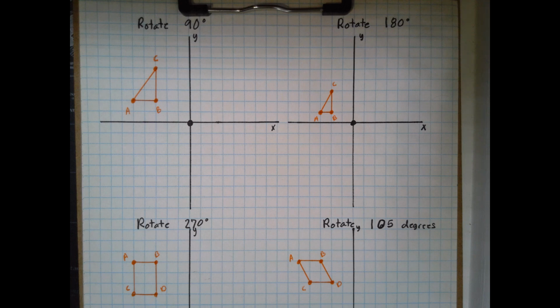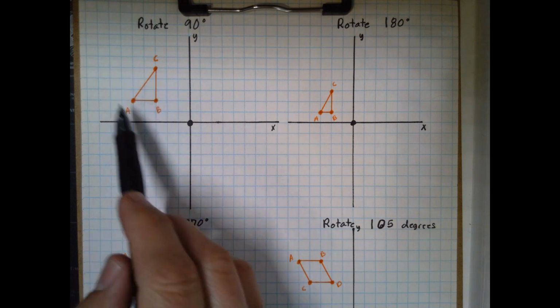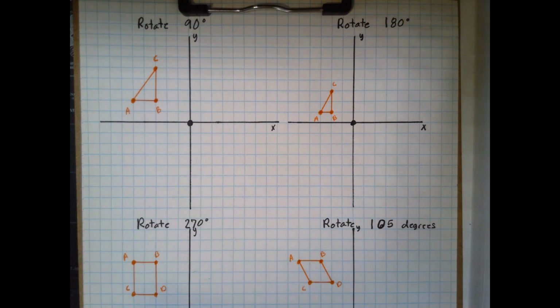Alright, in this video we are going to do some rotations. So let's take a look at this first one here. I want you to notice on this first one it says that we want to rotate this particular pre-image 90 degrees. And notice right now it's in this first quadrant over here. And so I'm going to show you a couple different ways that we can do this.